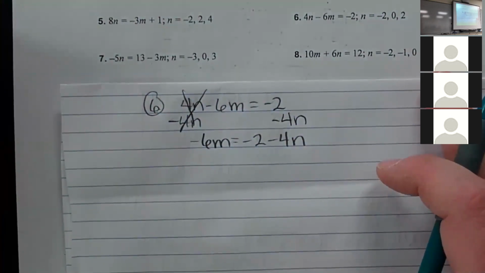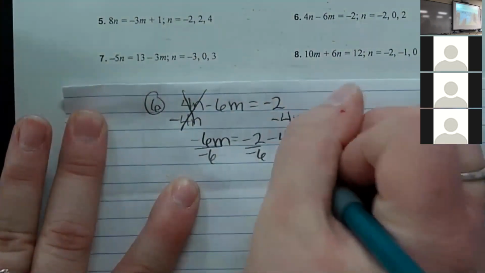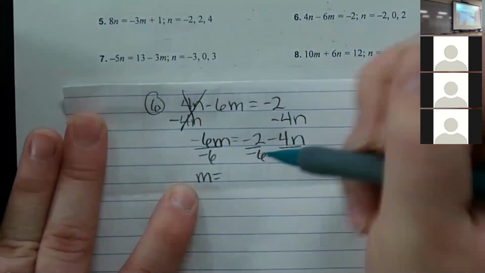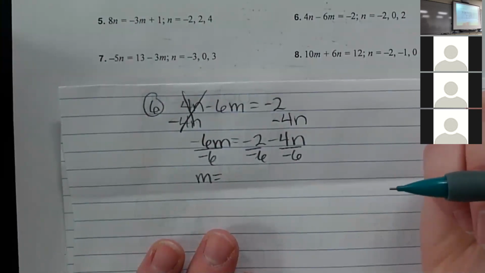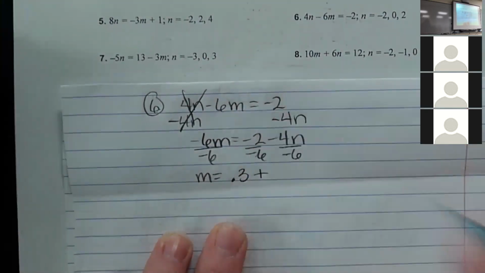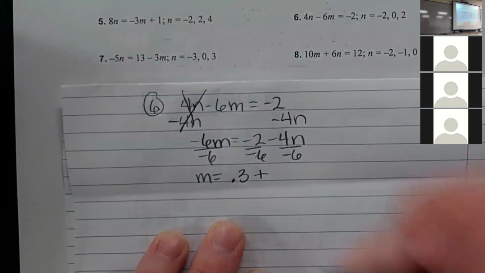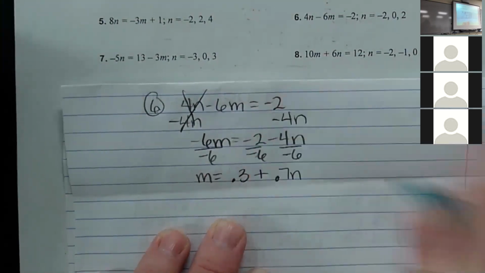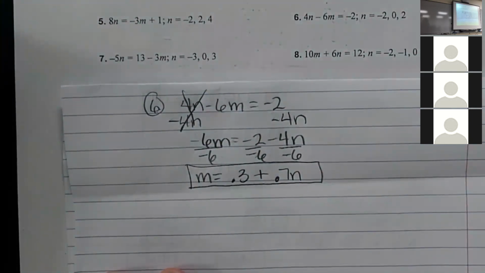Divide by negative 6 on every single one. So I have m equals, negative over negative makes a positive. 2 over 6 is 1/3, which would be 0.3. Negative over negative makes a positive. 4 over 6 would be 2/3, which should be 0.6666666 forever, right? So 0.7, yep. So 0.7 m. Square that up. Rectangle it up, I guess.